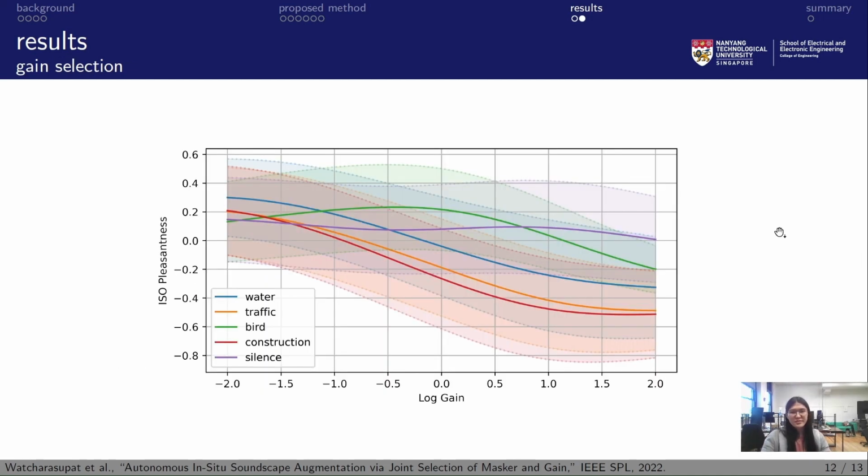And here comes perhaps the most important part of the work. Whether the model really knows how gains affect perception for different kinds of masker type. Thankfully, it seems to know that construction and traffic decrease pleasantness as their gain is increased. And the bird tends to increase pleasantness up to some level before it becomes too loud. And most importantly, the model knows that when the masker is silent, the prediction should not depend on the gain values.